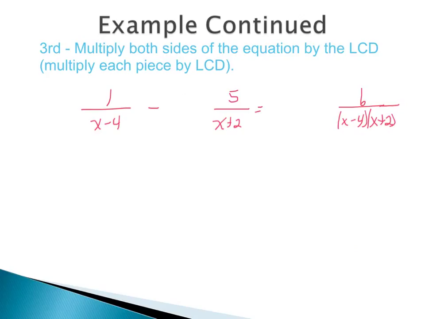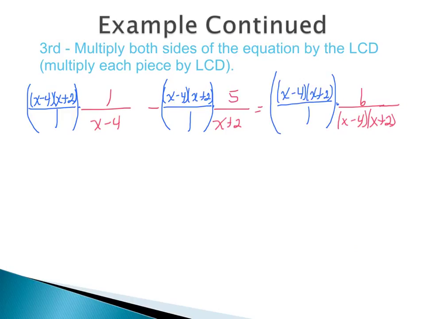So our lowest common denominator was that x minus 4, x plus 2. So I'm going to multiply the first fraction by x minus 4, x plus 2, and I'll put it over 1 so that way you can see that we're multiplying fractions. Remember, any whole number piece we can put over 1. Then we're going to multiply our second fraction by x minus 4 times x plus 2 all over 1. And then finally, we're going to be multiplying our last fraction by x minus 4 times x plus 2 all over 1. That way we can see that we're multiplying our lowest common denominator by each individual part.